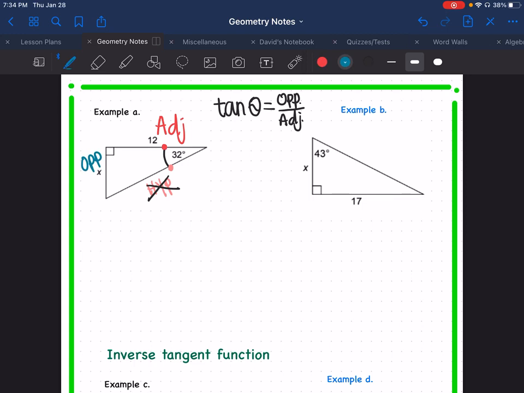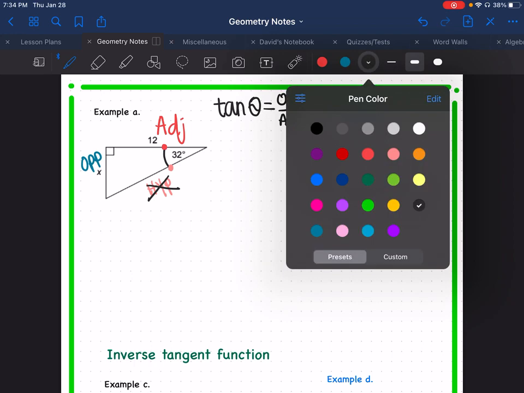Here is how people memorize tangent. Here's how we memorize tangent.